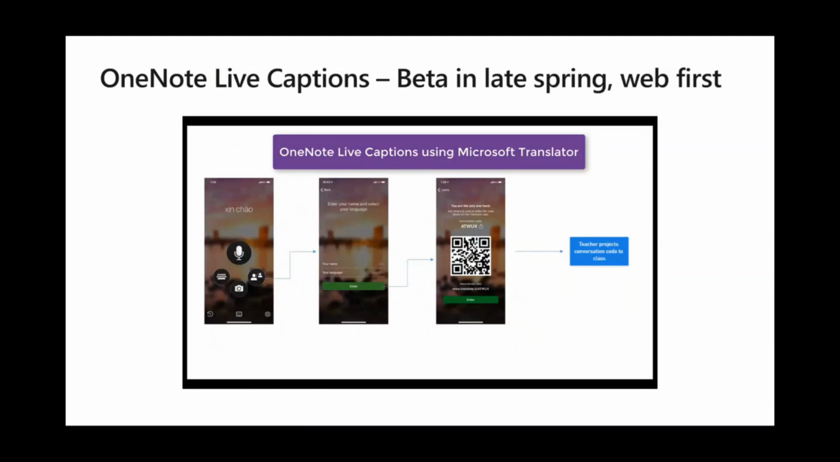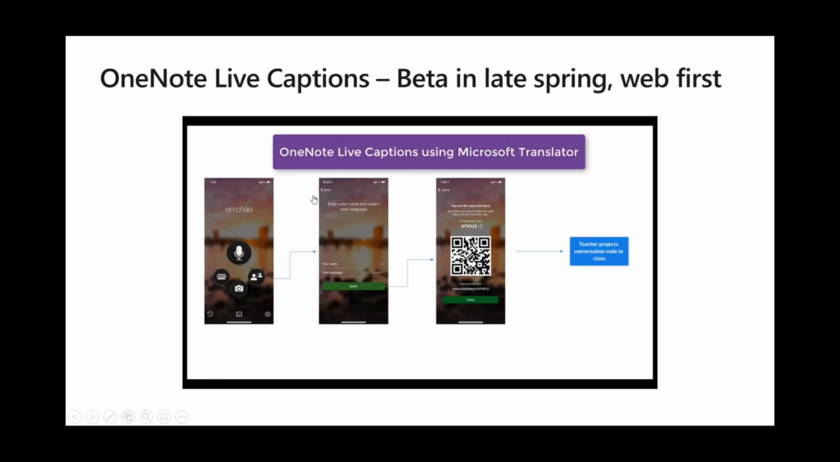What's coming soon later this spring, one of my favorite new features, is OneNote Live Captions. We announced this at the BETT conference in January, and we're getting very close to a public beta in the OneNote web version in late spring. So how does this work? We start out with Microsoft Translator. This is a free tool on iPhone, Android, as well as a web browser.